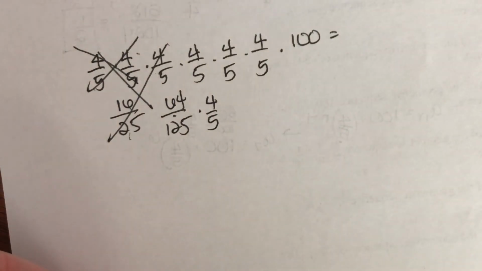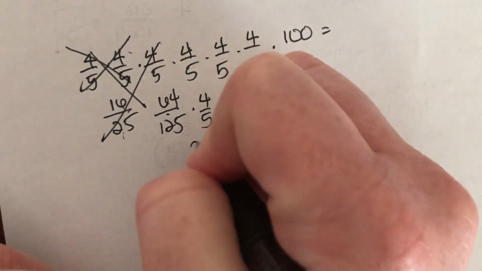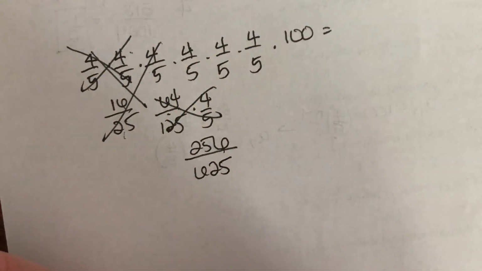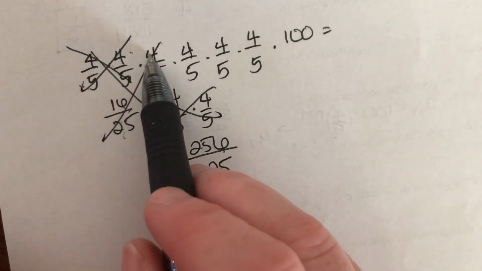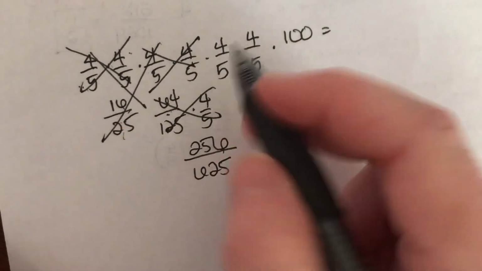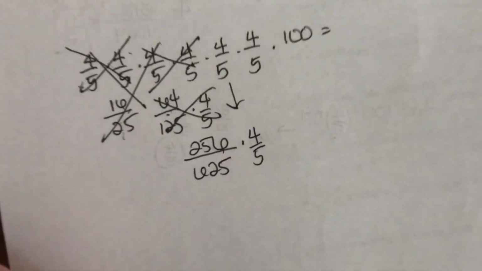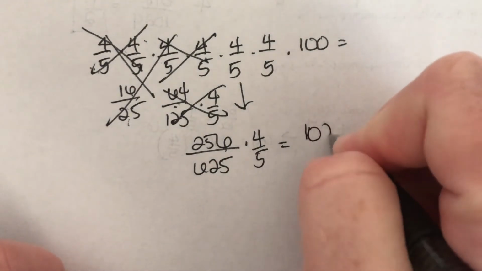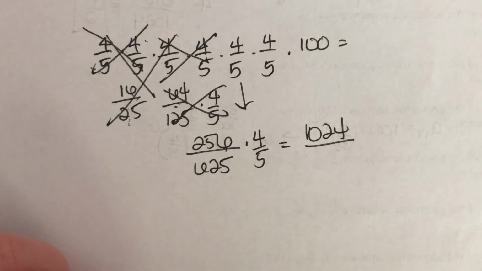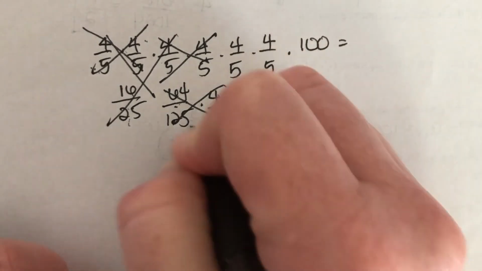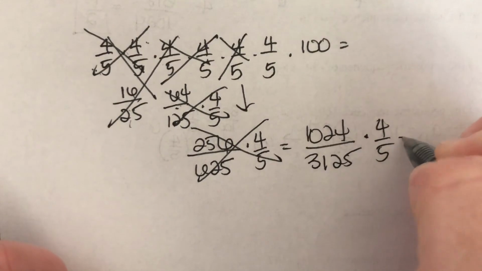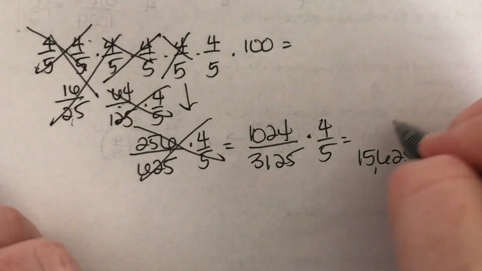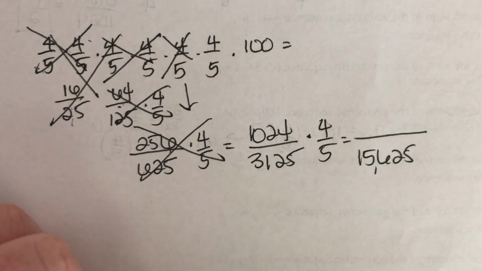is 64 times 4, 256. 125 times 5 is 625, I believe. So I've done that. Now it's times this 4/5. 256 times 4 is 1024. 625 times 5, 3125, times one more 4/5, 15,625, and 1024 times 4, 4096.